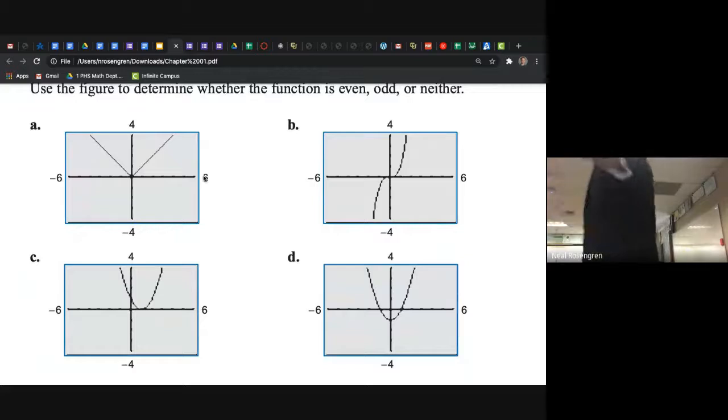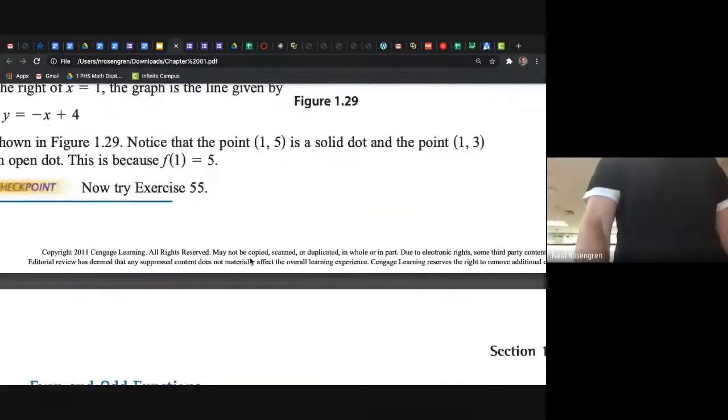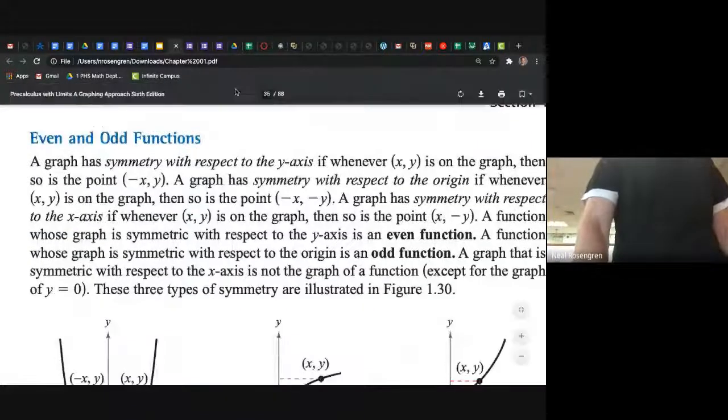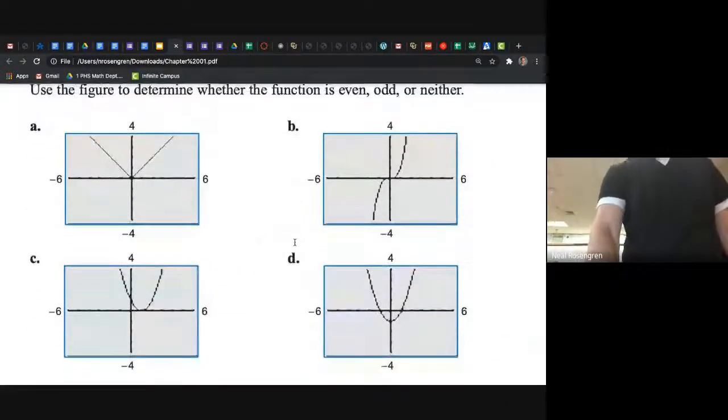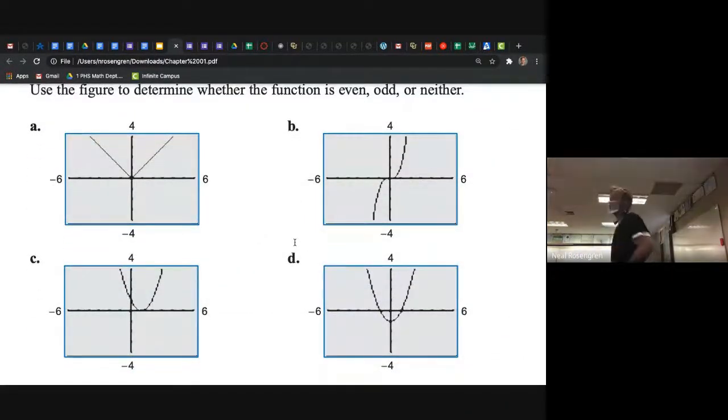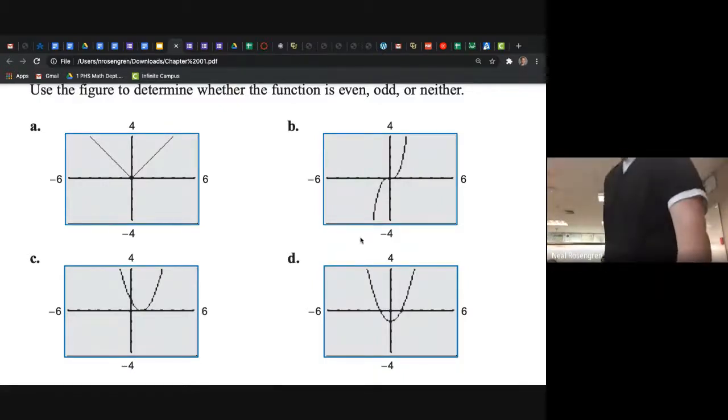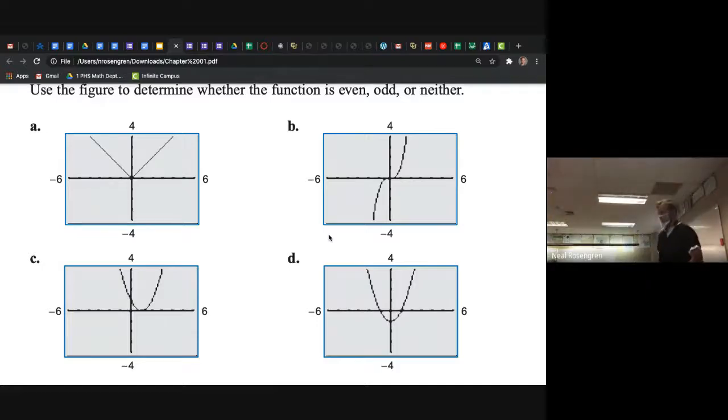Good? All right, you try it. Here. Try these 4. Tell me what you think. Folks at home, I'm on page 35. So if you are at home and you want to look these up and just get a little bit closer, you can. It's just example number 9 in the textbook itself. All you have to do visually, and I really just want you to look at it visually and say, is it even? Is it odd? Or is it neither? Use the figure to determine whether the function is even, odd, or neither.